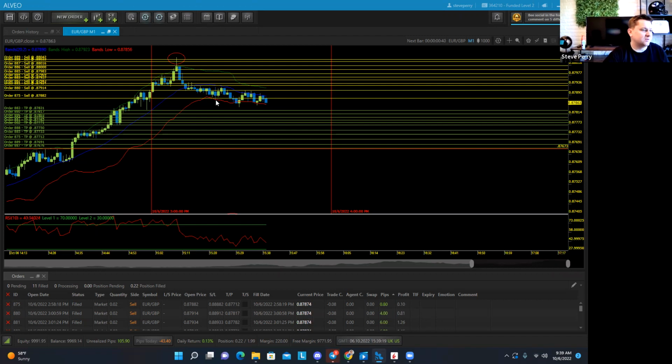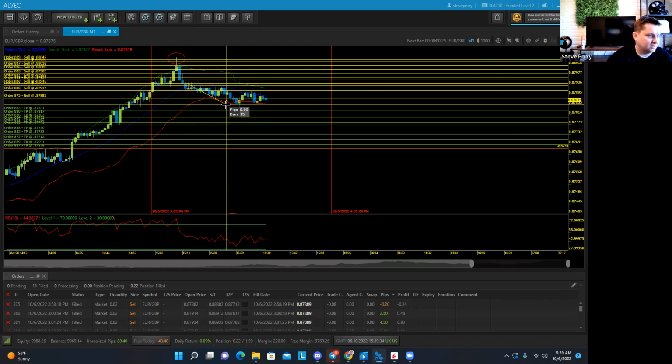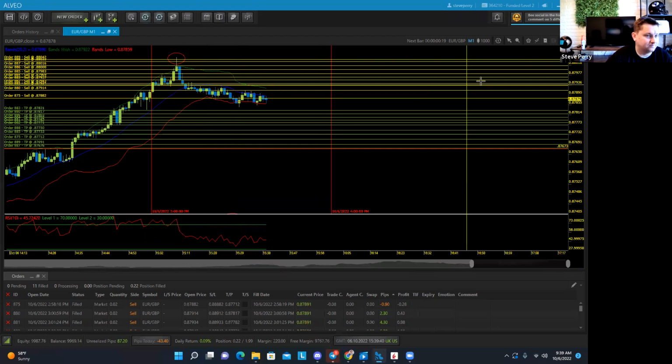This range here needs to break at some point. Now, at this point, I'm almost like, I don't even care if it breaks up, just break so we can do something. But yeah, we're just kind of in a waiting game right here. This range has been from basically here to here. It's an 8.5, 9 pip range, and it's been there for half an hour, which is kind of crazy. So yeah, we should see a break soon.